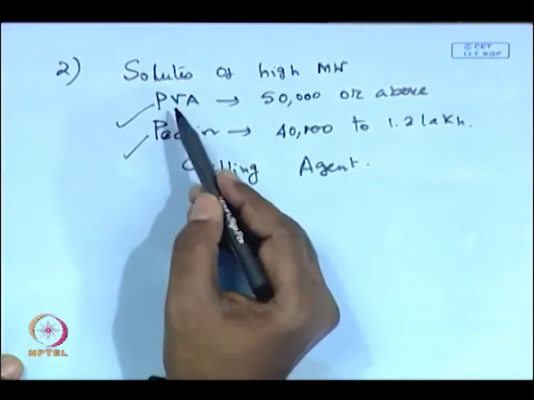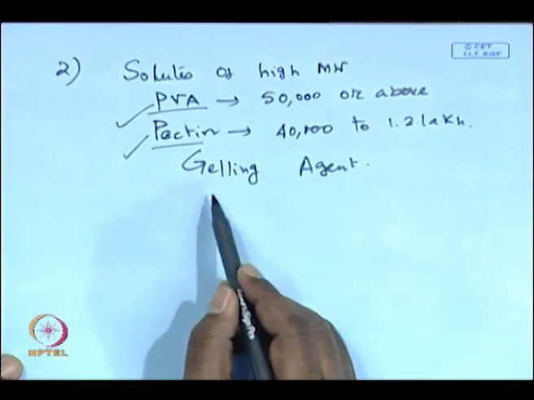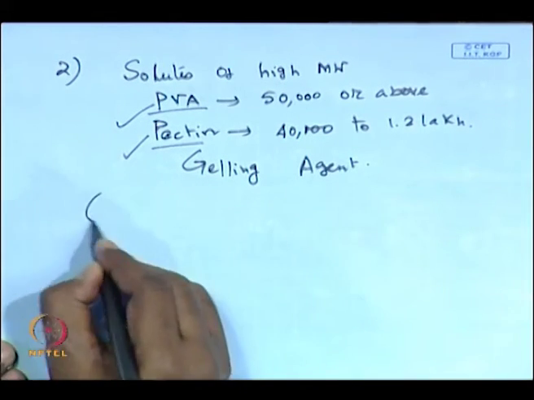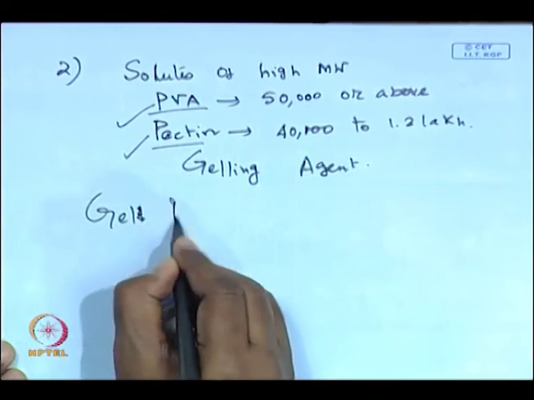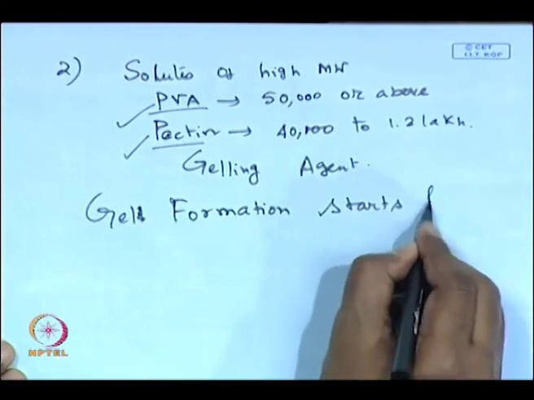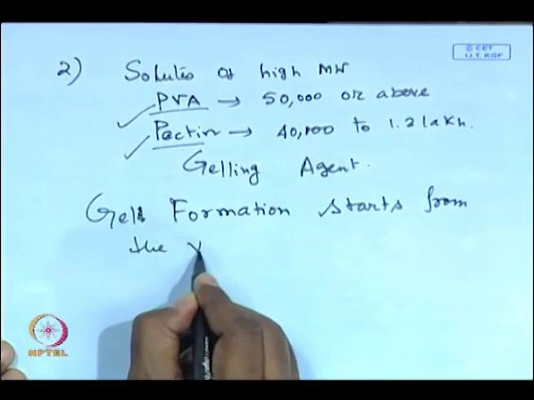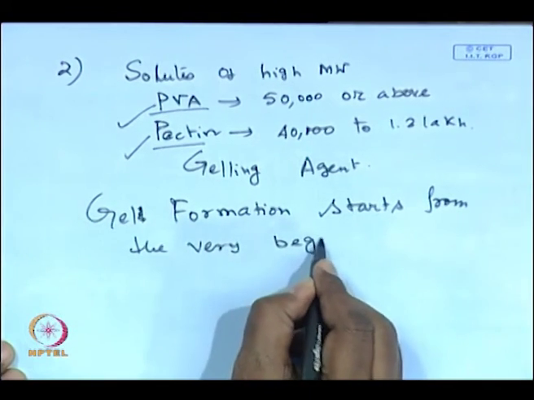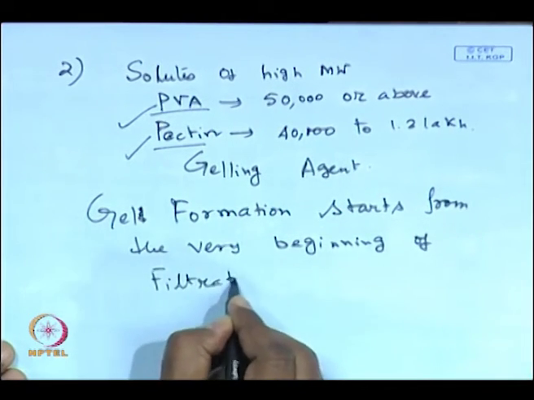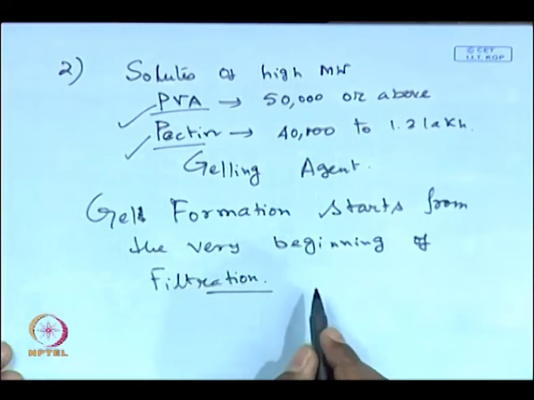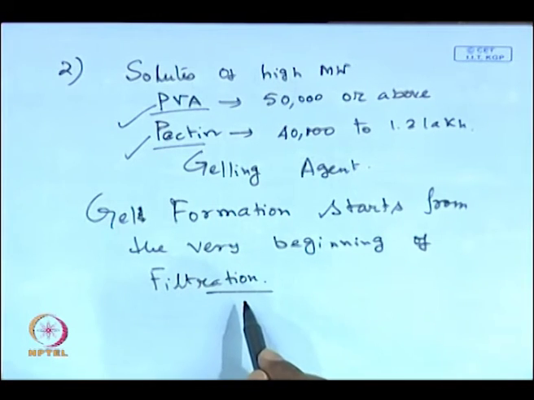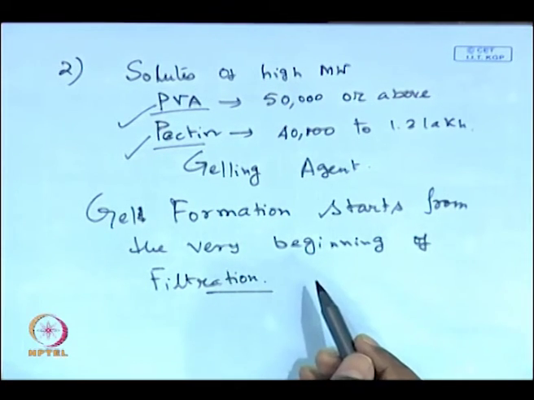So, if you are talking about solutes like polyvinyl alcohol or pectin or things like that, which are well known gelling agents, the gel formation occurs from the very beginning of filtration. Gel formation starts from the very beginning of filtration. So, there is nothing like osmotic pressure control and then the regime changing over to a gel layer. The gel formation starts from the very beginning of filtration, and you cannot avoid that. Okay.